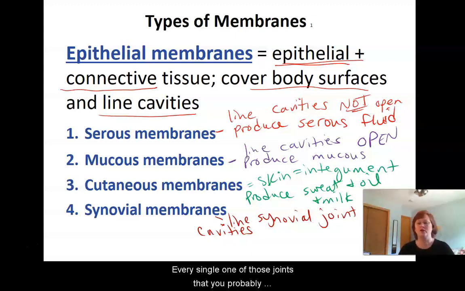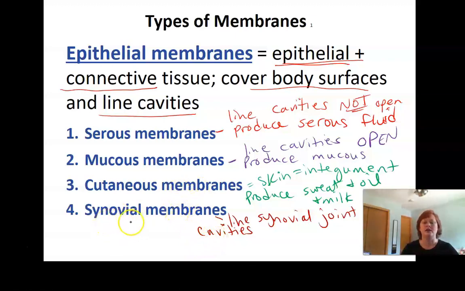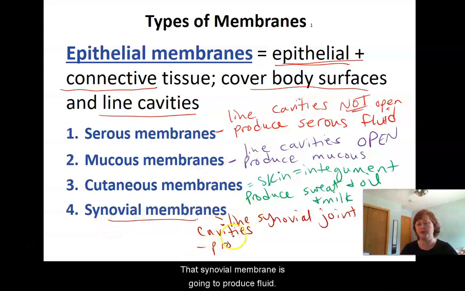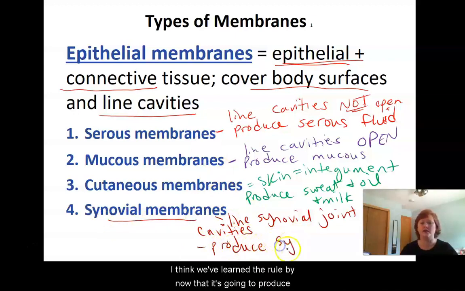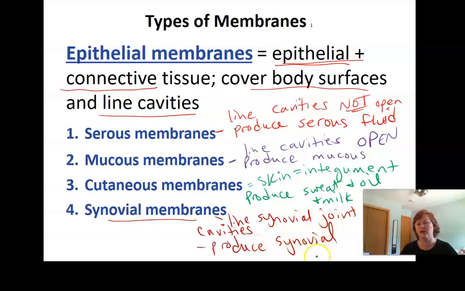Every single one of those joints that you probably picked are synovial joints. These are the most movable joints in our bodies, and therefore they're going to be characterized by a synovial cavity that is lined by a synovial membrane. That synovial membrane is going to produce fluid, and I think we've learned the rule by now that it's going to produce synovial fluid.